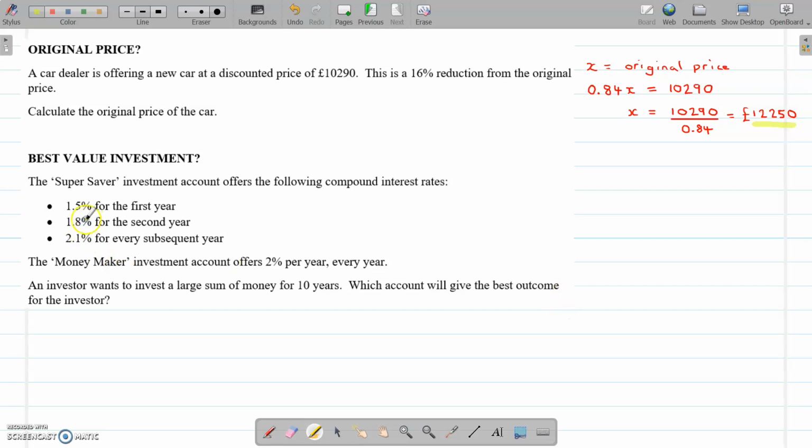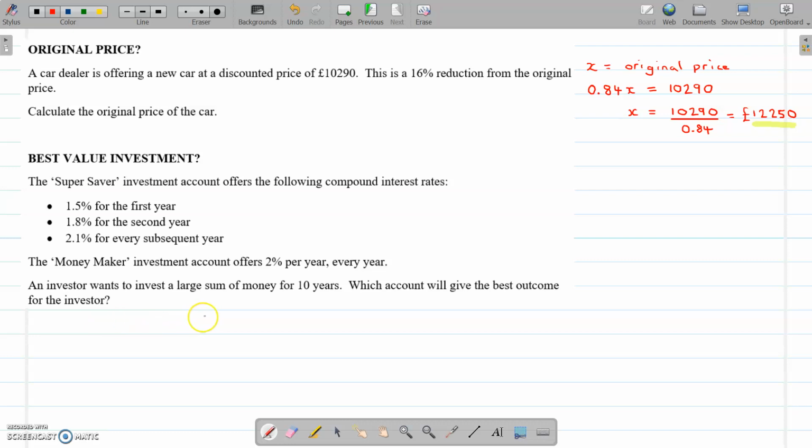Right, okay, so the second question is about these two savings accounts, the Super Saver and the Money Maker. This is a classic comparison type question. You're given two options here. The Super Saver account pays interest to you on a compound rate, 1.5% for the first year, 1.8% for the second, and then it goes up to 2.1% for every year after that. That's the third, fourth, fifth, and so on.